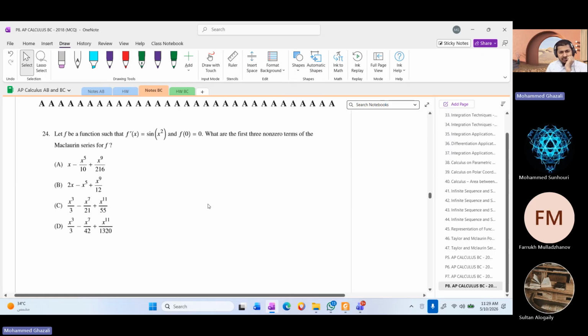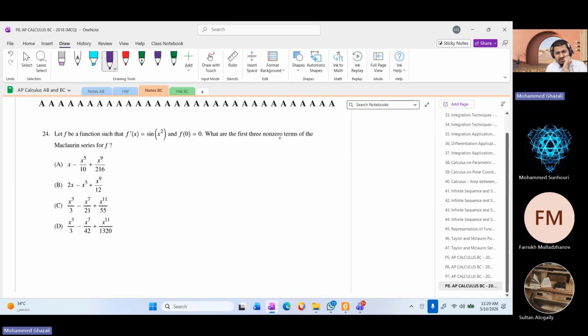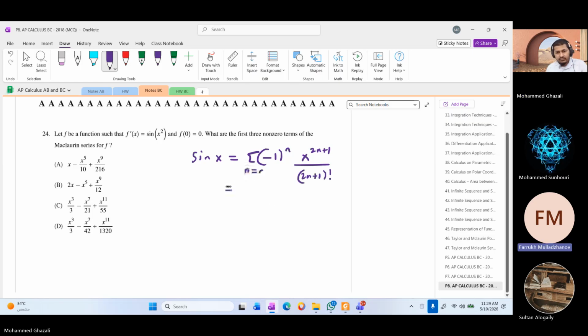Let f be a function such that f prime x is equal to this. What are the first 3 non-zero terms of the Maclaurin series for f? Very important. You remember the expansion for sine x? Sigma of negative 1 to the n, x to the power 2n plus 1 over (2n plus 1) factorial. So it will start with x, good, minus x cubed over 3 factorial plus x to the power 5 over 5 factorial plus dot dot dot. They only wanted the first 3 non-zero terms.